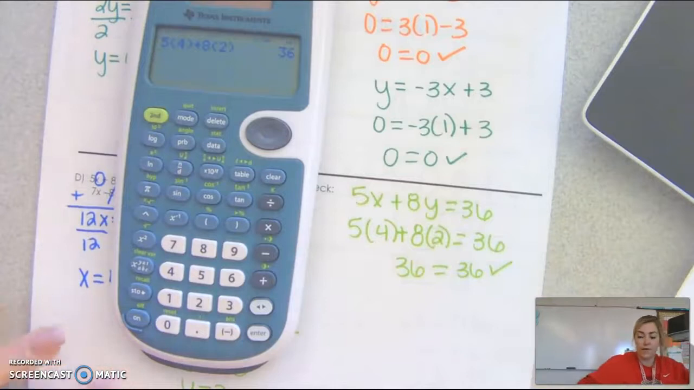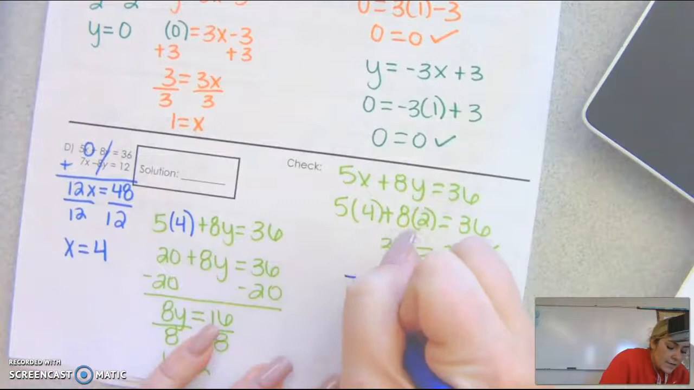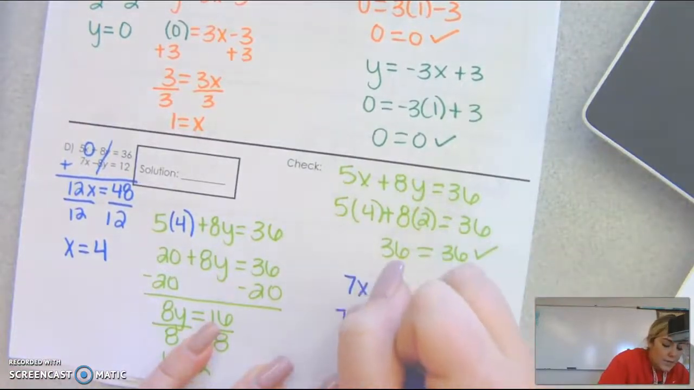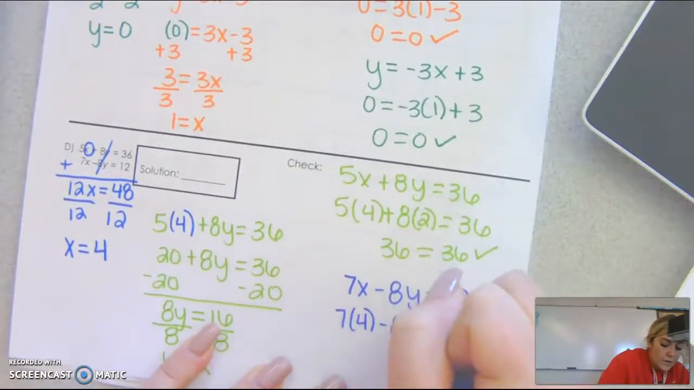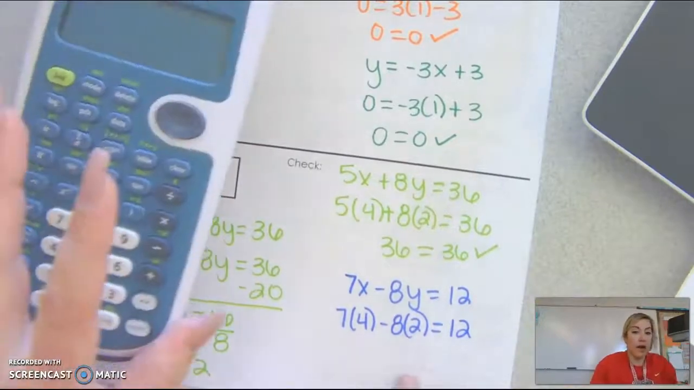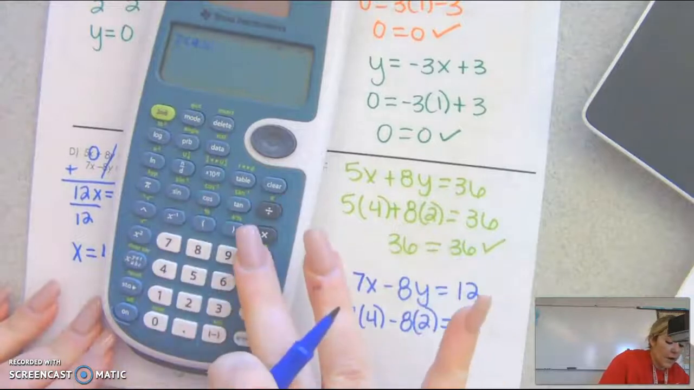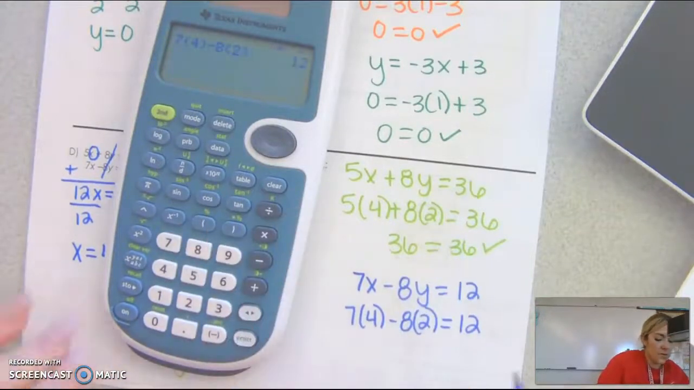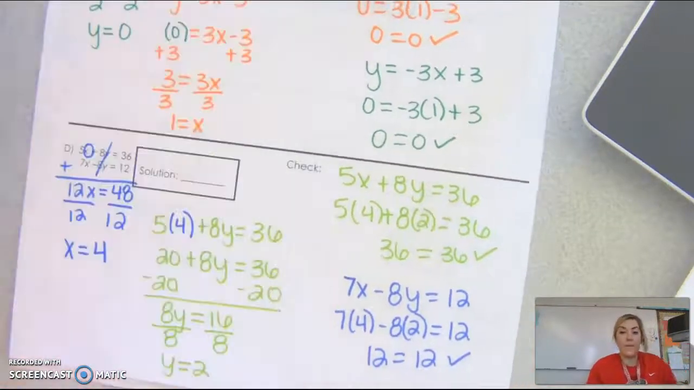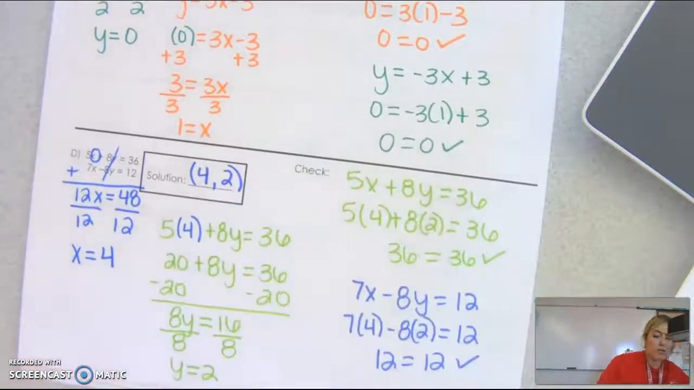So I'm happy there. Let's try the bottom equation. So I have 7x minus 8y equals 12. Again, I replace x with 4, y with 2. And this time when I plug it in, I want it to equal 12. So I have 7 times 4 minus 8 times 2. And I get 12. It works. So we are happy, and our solution is 4, 2.